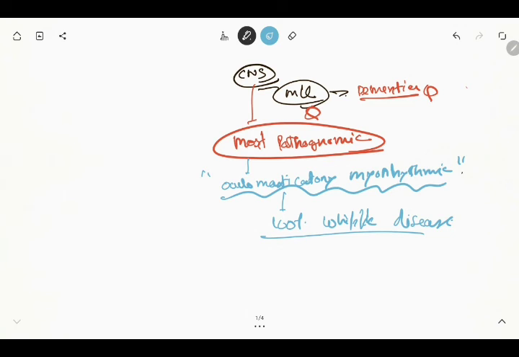Apart from this, it can cause supranuclear ophthalmoplegia, ataxia, nystagmus, etc.